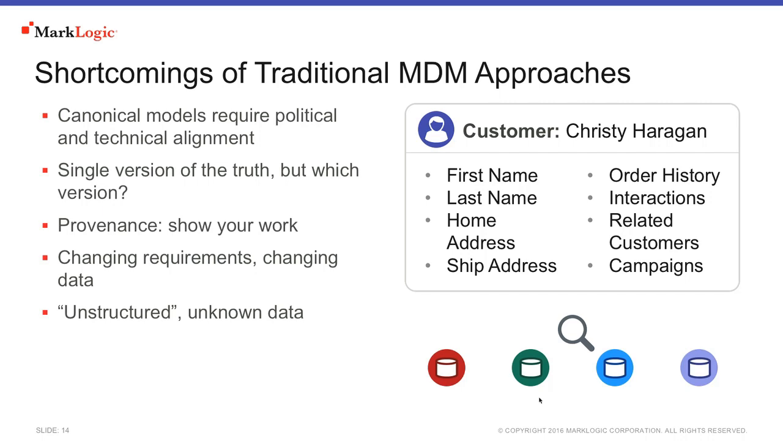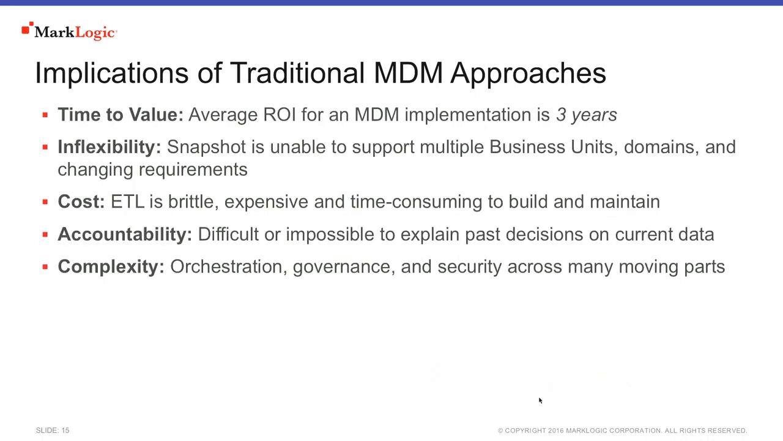And we haven't even begun to talk about unstructured data, right? MDM systems are predominantly relational. They're really not terribly well suited for this huge world of unstructured data that I'm sure you've probably heard about in many keynotes already. So what does this mean, practically speaking?